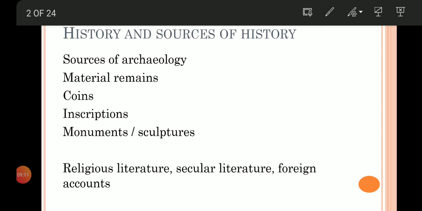Author I-Tsing, his book Record of the Buddhist Religion as Practiced in India and the Malay Archipelago. He studies the Gupta period under Sri Gupta in the 7th century AD. Hwui Li, his book Life of Hiuen Tsang, accounts of Hiuen Tsang's travels in India.